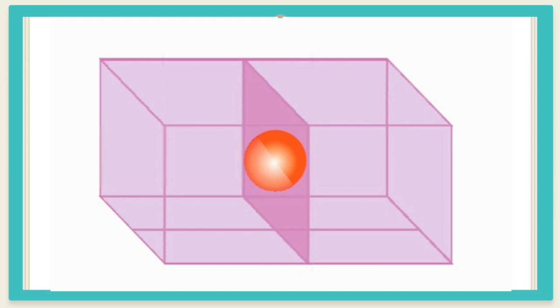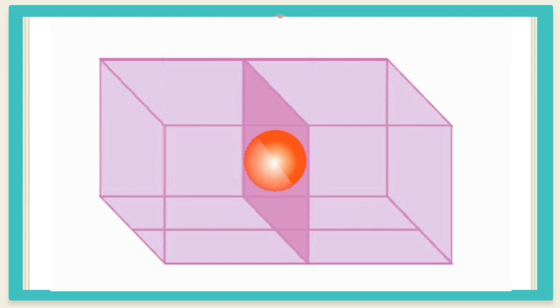Now if you consider an atom in a face, it will be cut into 2 pieces, isn't it? Because one atom in the face is shared between only 2 unit cells. Other unit cells are not there, only 2 unit cells will be sharing an atom in the face.